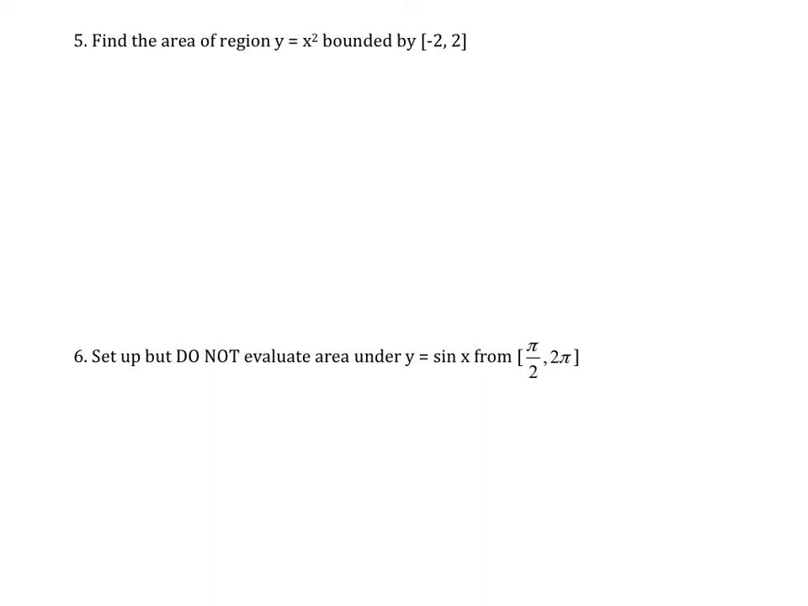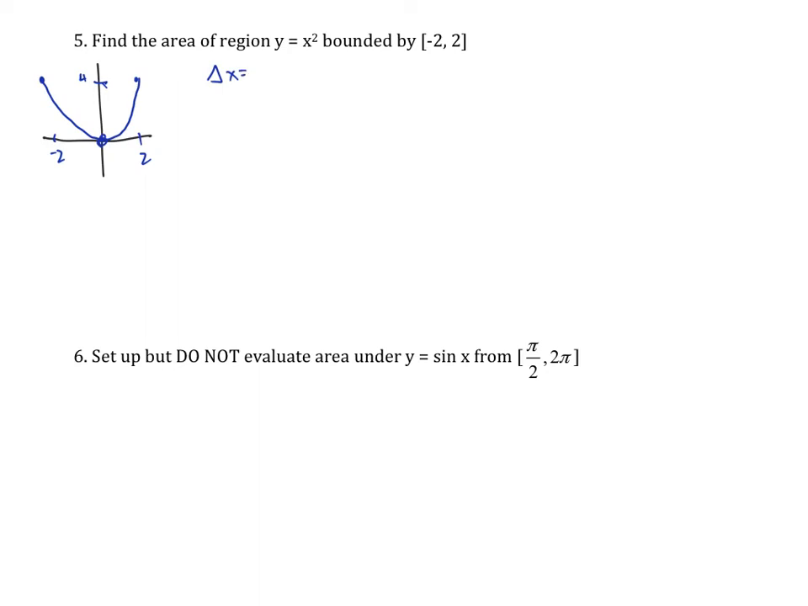It says find the area of the region y equals x squared bounded by negative 2 to 2. Okay, so if I quickly sketch a graph of what we're looking at here for this particular one, I've got negative 2 here, and it's y equals x squared, so here's at negative 2. And there's 2. I'll have a value here of 4 for each of them. And at 0, it goes like this, right? At 0, it'll come down here through 0.